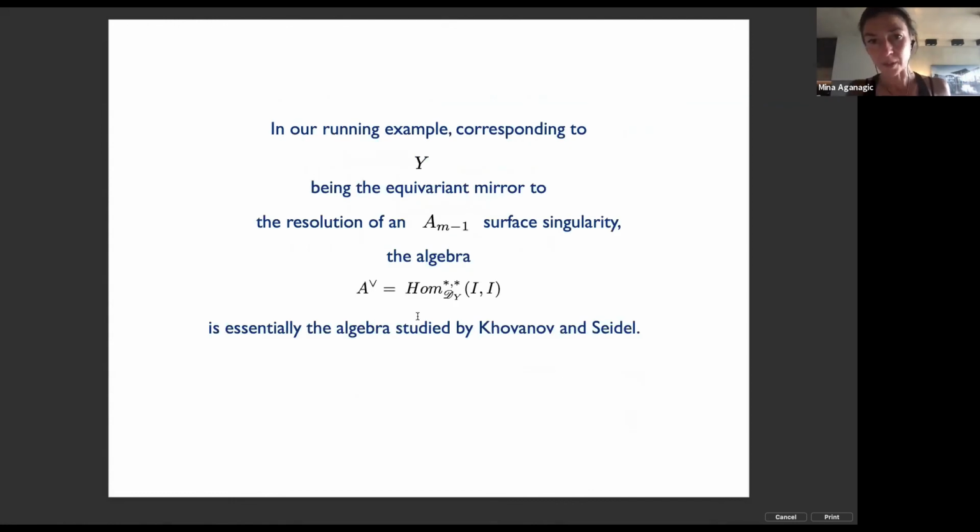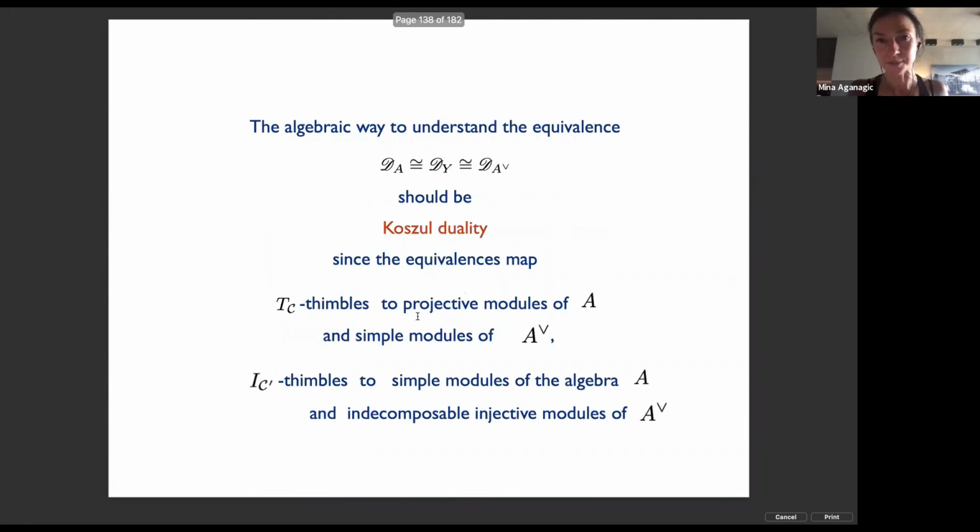In our running example, Y being equivalent to the resolution of an A1 surface singularity, the algebra HX is essentially the algebra studied by Khovanov and Seidel in their famous paper where they initiated the connection between the A model and representation theory. Now we are seeing many more such examples, that being the first, and other than Heegaard-Floer theory, pretty much the only one.